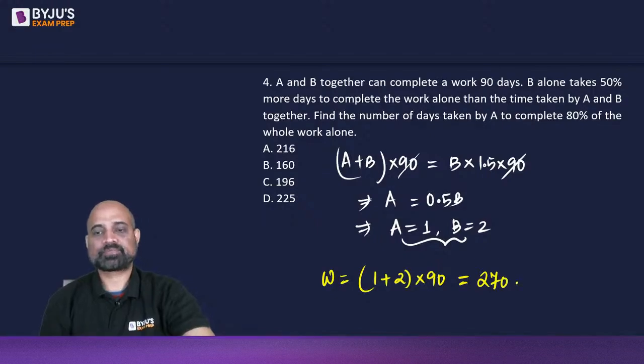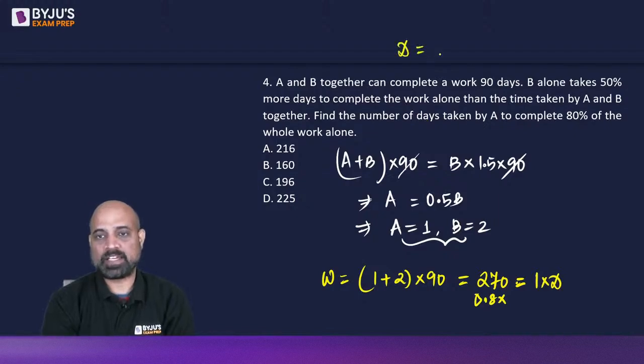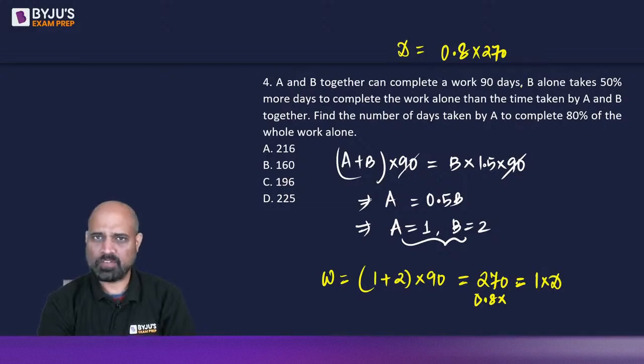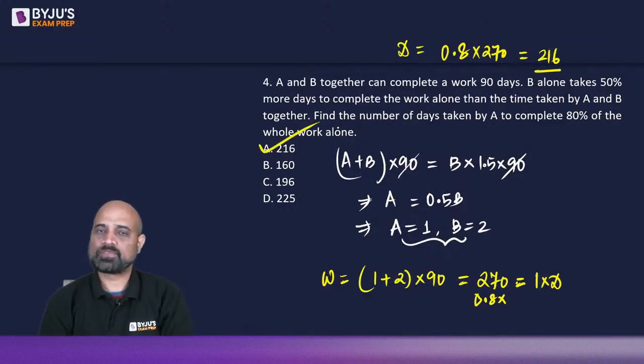270. Now question asked is, this 270 units of work A is supposed to complete, but only 80% of it in how many days? So if you solve this, we'll get D is equal to 0.8 into 270 upon 1, 1 being its efficiency. So that one is not our concern. So 27 into 8 will give us 216. So option A is the answer.